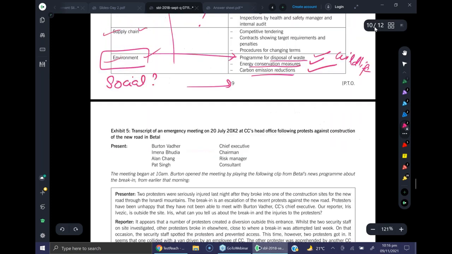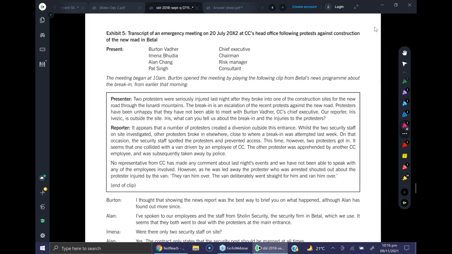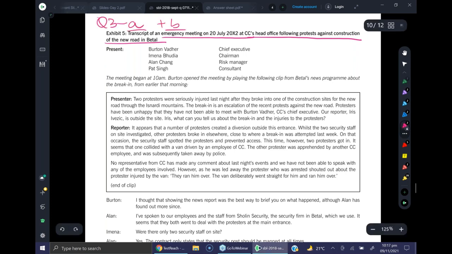Let's do the next exhibit. It's a very important exhibit and it is going to be highlighting a lot of different important things. So Exhibit 5 is the transcript of an emergency meeting on 20th July at CC head office following protest against construction of the new road in Beta. Okay, so where do you think this exhibit is going to fit in? It's the emergency meeting. So there are two requirements, actually two parts of requirement. Question number 3, part A and part B, where the linkage or reference of the emergency meeting is given.